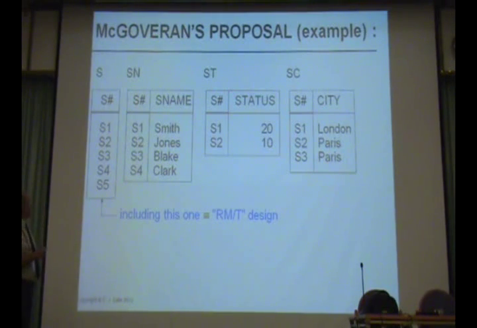Here I've got suppliers, and I have one table that has all the supplier numbers. Here are supplier numbers and their names. Here are supplier numbers and the status. Here are supplier numbers and the cities. And it turns out, for example, that supplier 4, we know the name, we don't know the status, we don't know the city. Supplier 5, we don't know the name, or the status, or the city, and so on.